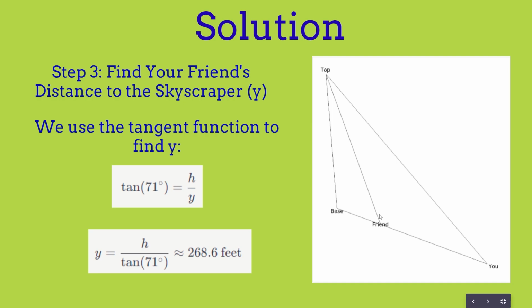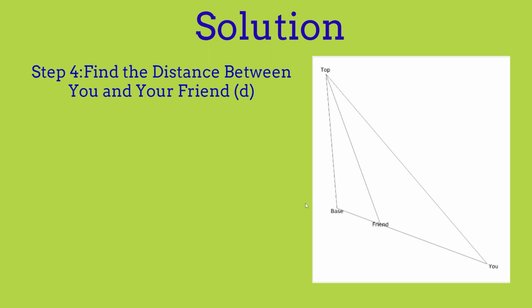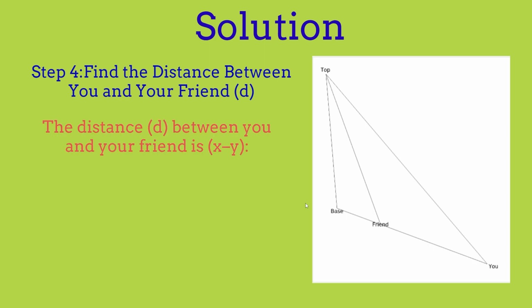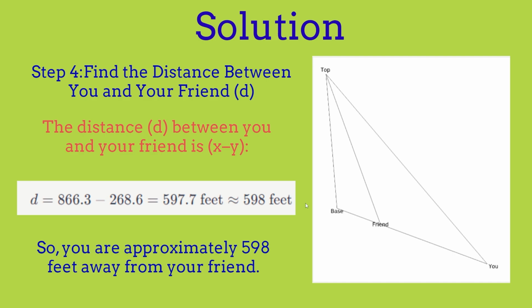Now since we have the distance between us and the skyscraper and also our friend to the skyscraper, we can just do x minus y, which is step number 4, and that's how we find the distance between us and our friend. So the distance d is x minus y. So d is equal to 866.3 minus 268.6, which is equal to 597.7 feet, and we can round that up to 598 feet. So that means we are approximately 598 feet away from our friend.